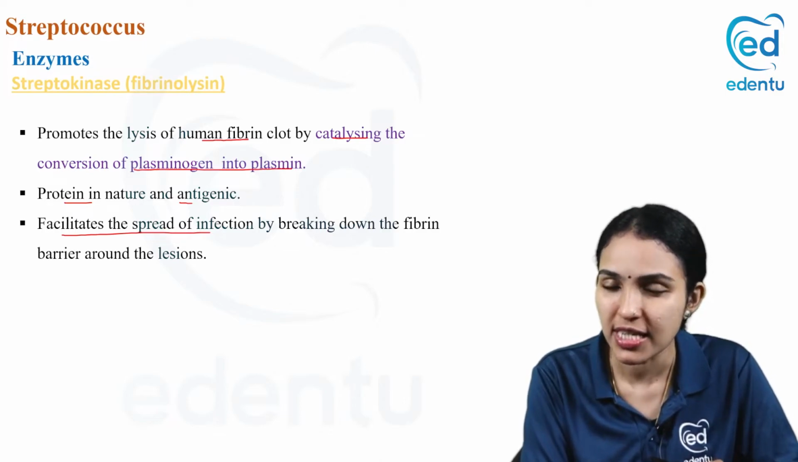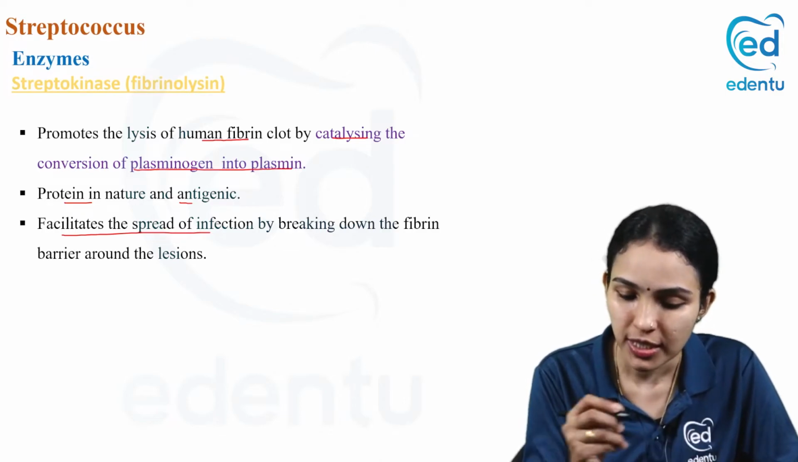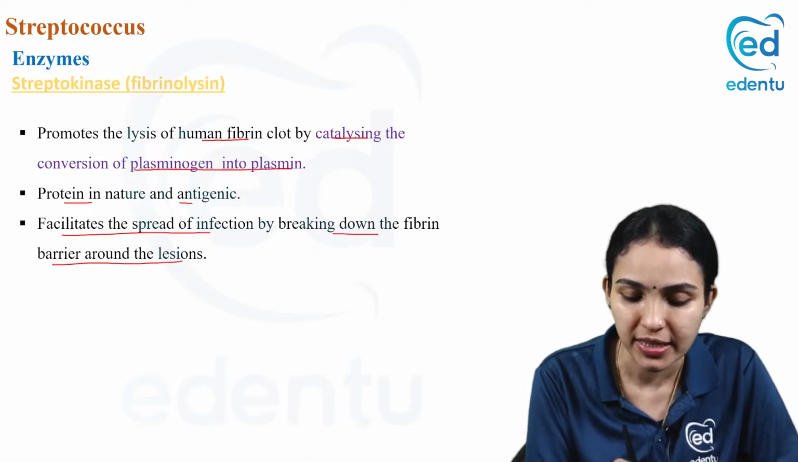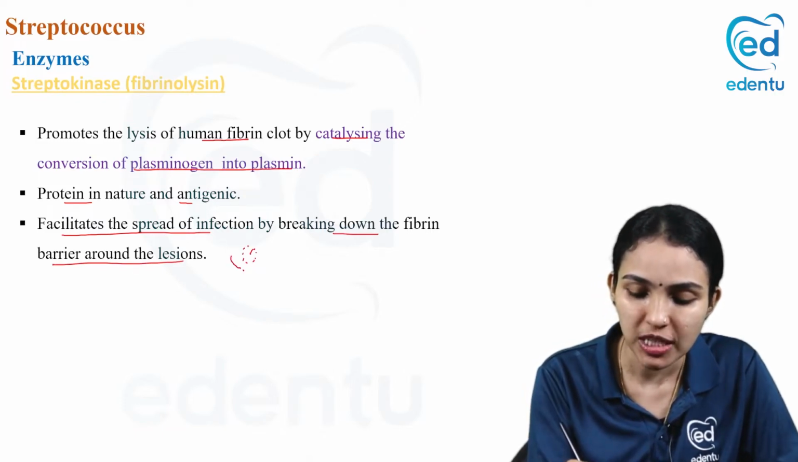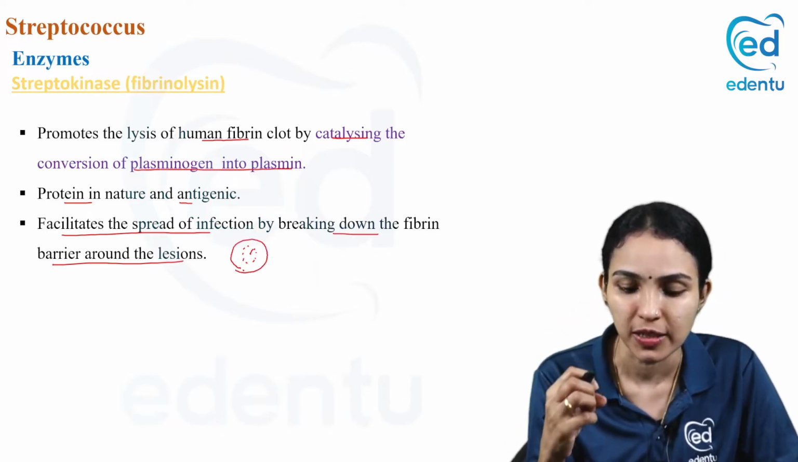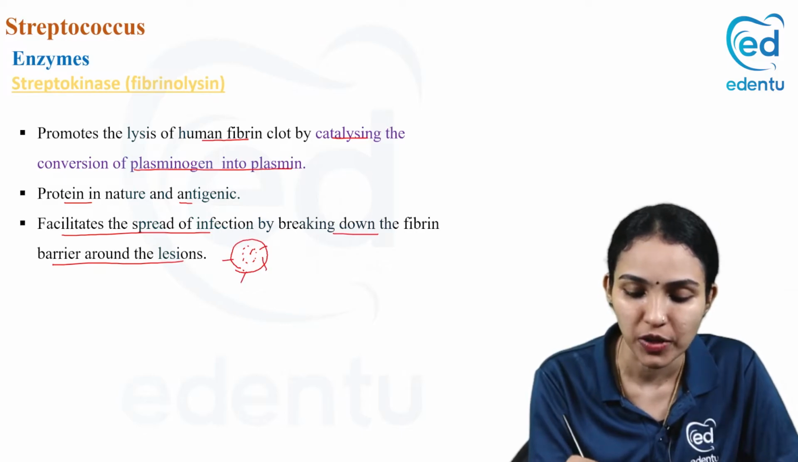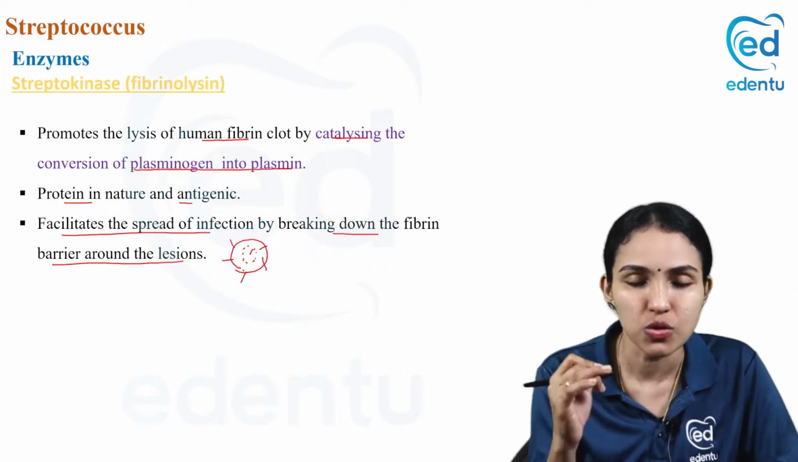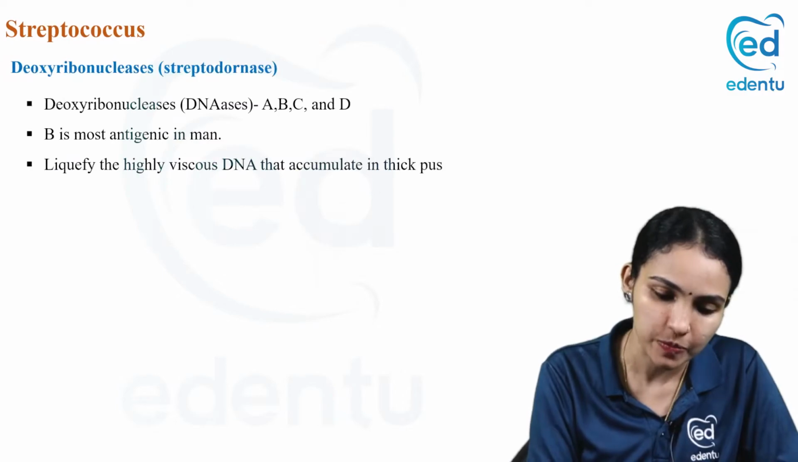So streptokinase facilitates the spread of infection by breaking down the fibrin barrier around the lesions. That is what I told you. If a bacteria is multiplying like this, sometimes a fibrin clot will be formed which tries to contain the bacteria. So this bacteria will lyse this fibrin clot and it will spread further. So it helps in spreading of the infection.